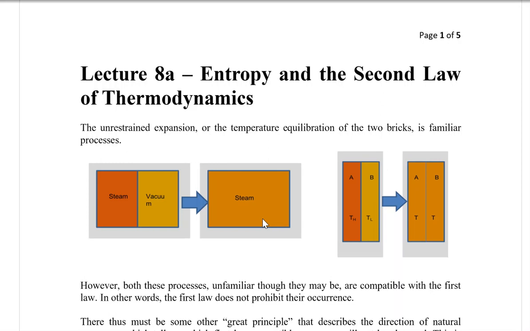Like an example, we have got unrestrained expansion. We have got steam. Let's say we have got steam inside a container, and one side of the container is totally vacuum. If you break the membrane, the steam will pass from one direction, and it will actually occupy the vacuum side of it as well. And what actually would happen is all of the container would have the steam, obviously with a different pressure, but the volume would be changed.